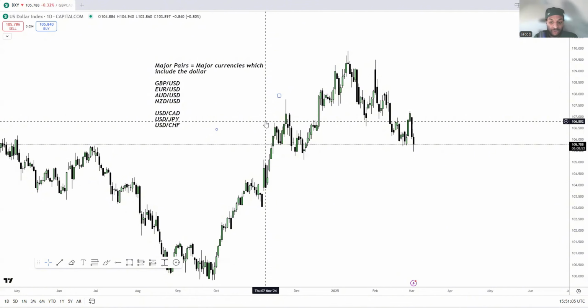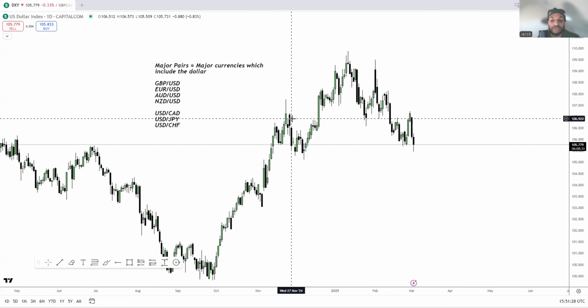So for those ones where it doesn't include the dollar, you don't necessarily have to consider what the dollar is doing. You can start looking at those pairs in terms of what those indexes are. But the thing is, not every currency has its own index that you can take a correlation from and pair to the pair that you're trying to trade. So that's something to consider as well.